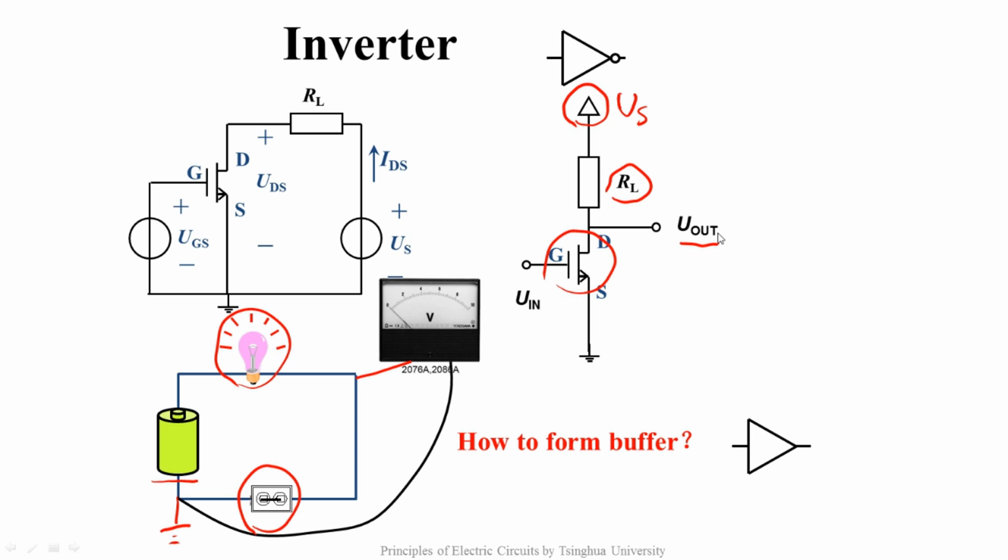Now let's think about how to form the buffer after learning the inverter formed by the MOSFET. The buffer's logic is that if the input is A and the output is Y, A equals Y. It's a little similar to the follower formed by the op-amp. From the point of view of their logic expressions, the buffer's input and output have no differences. But it has important applications in digital circuits. You will learn it in the following digital electronic circuit course.